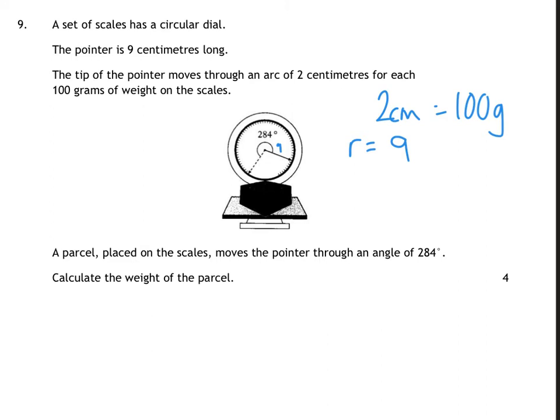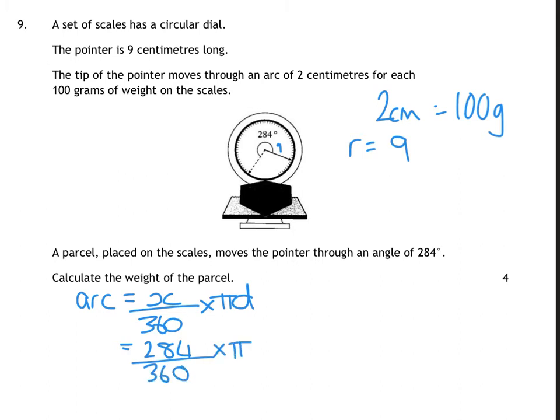Basically they're asking for the arc. It tells you it moves 2 centimetres for every 100 grams, so if we can get the arc, we can get the weight. So arc equals your angle over 360 times pi d. Remember, pi d is circumference, pi r squared is area, so arc is pi d. Our angle is 284 over 360 times pi times, now if our radius is 9, our diameter is 18.